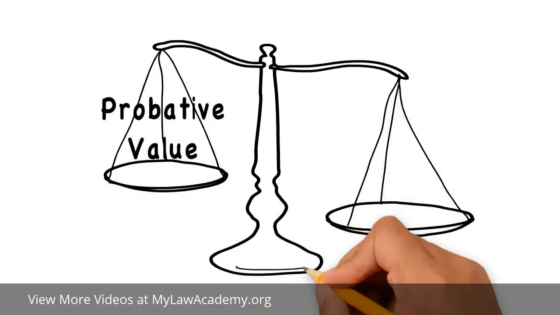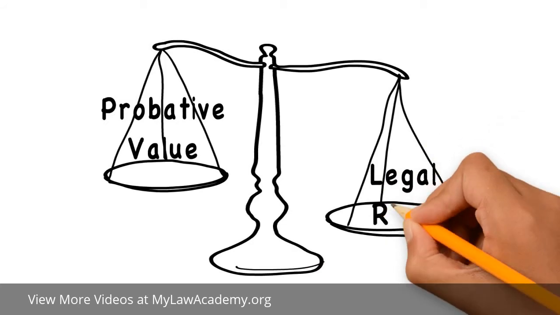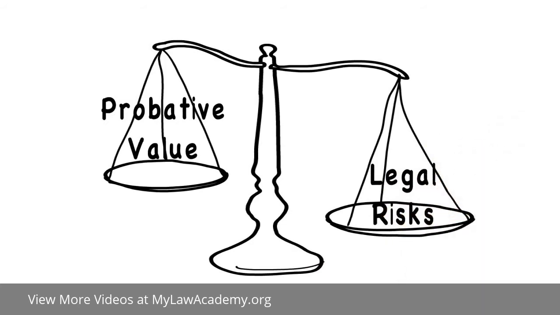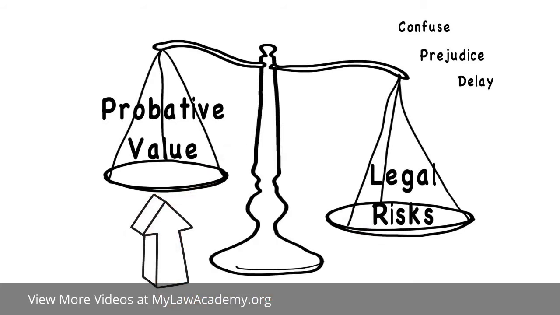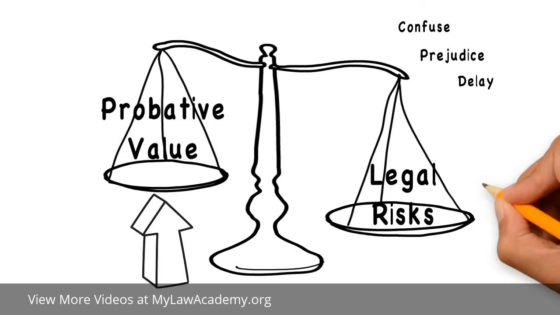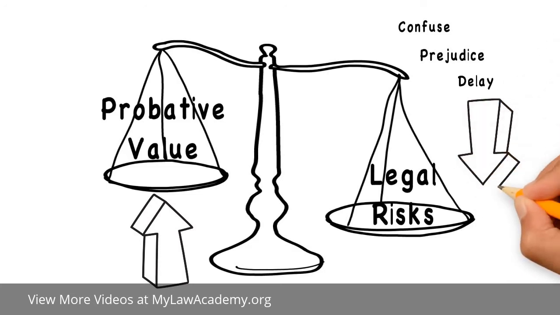On the other side of the scale is the chance that admitting the same evidence will confuse or mislead the jury, or maybe even unfairly prejudice a party by causing the jury to be biased, or it could unduly delay the trial. If the evidence is more logically relevant or has more probative value, then risk such as prejudice or confusion will not substantially outweigh the logically relevant evidence.